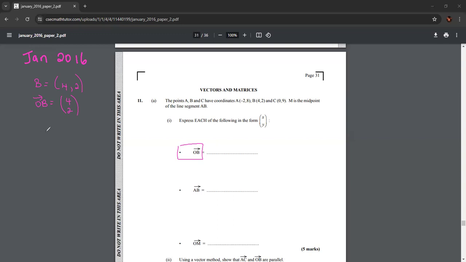If they gave us, let's say they never asked us for OA, but I'm just doing it to be extra. Right, so if you are given -2, 8, and they asked you to express the following as a column vector, they could also use the term express as a column vector. OA is going to be -2, 8. If they give us C, they gave us C as 0, 9.